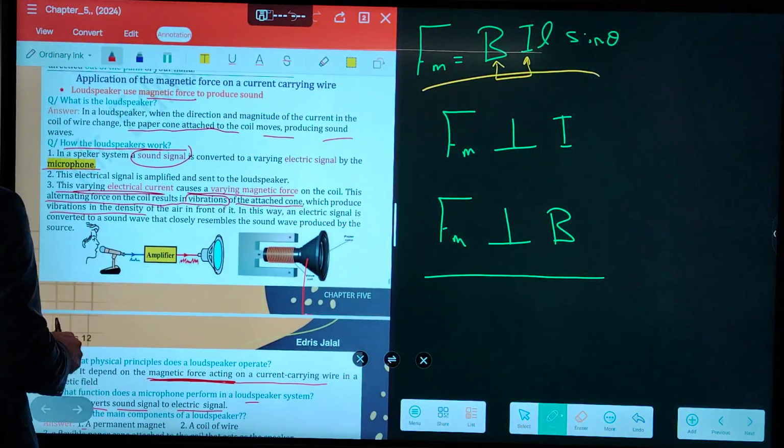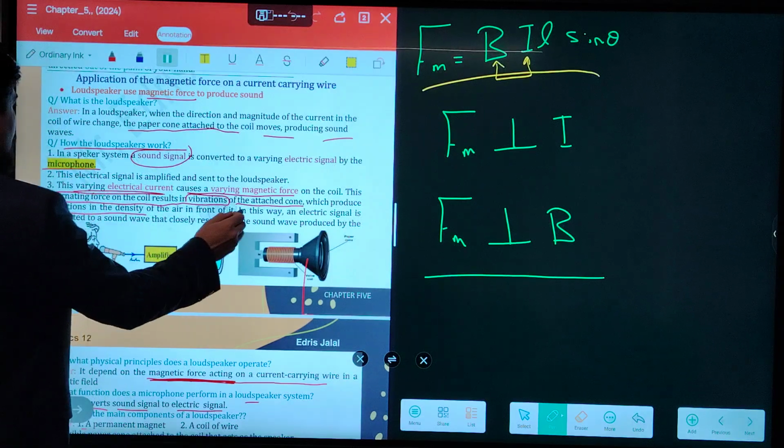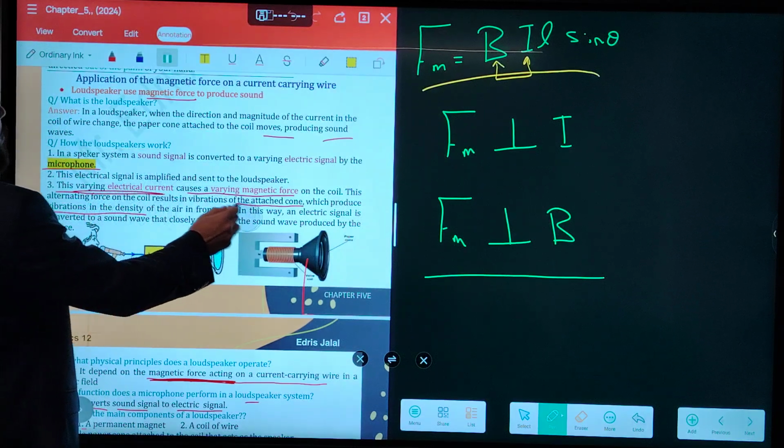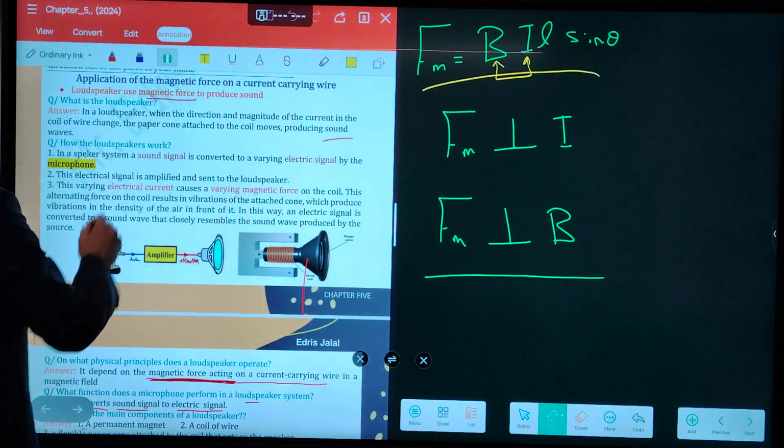The applications of the magnetic force on a current carrying wire, okay? Now I'm going to explain in detail. So this is very important.